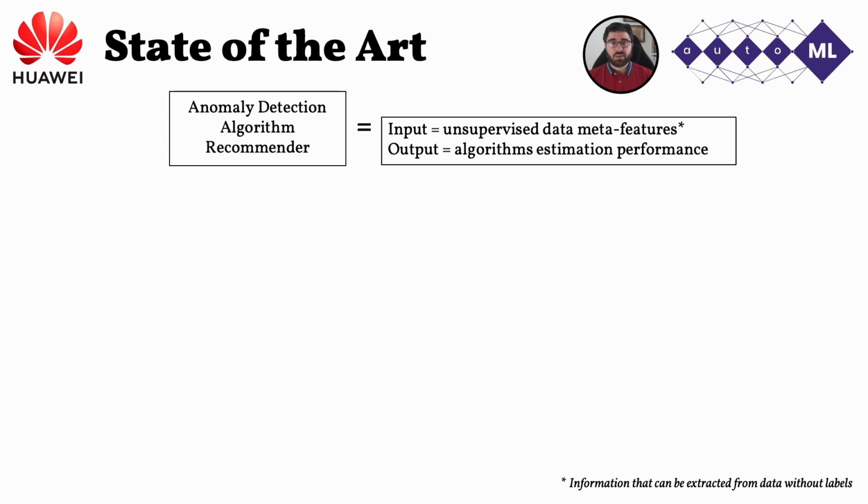Regarding the state of the art, we first note that we restrict ourselves to recommenders based on the extraction of meta features, meaning information that can be extracted from the data without labels, and from those meta features build a mapping to the algorithm's performance.